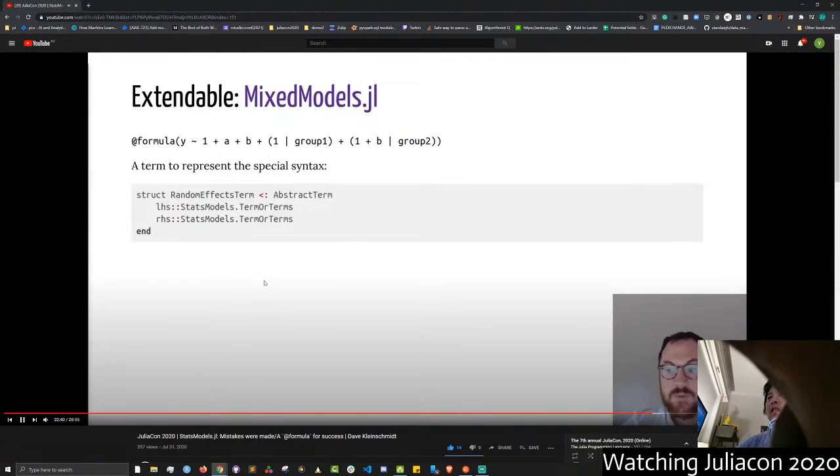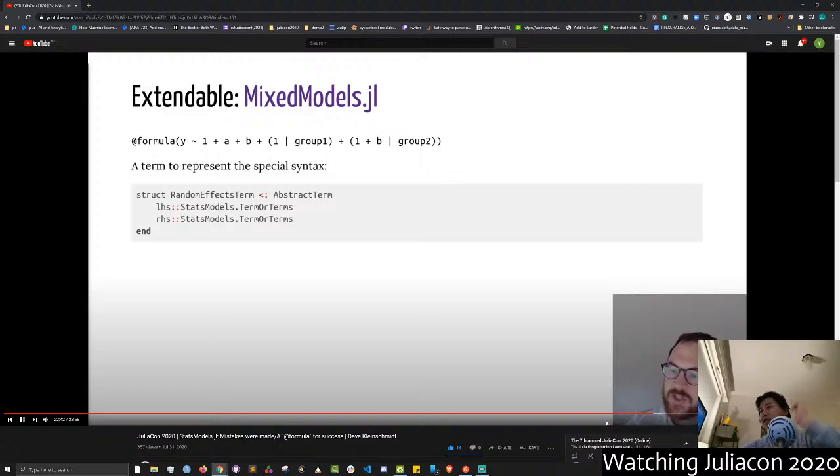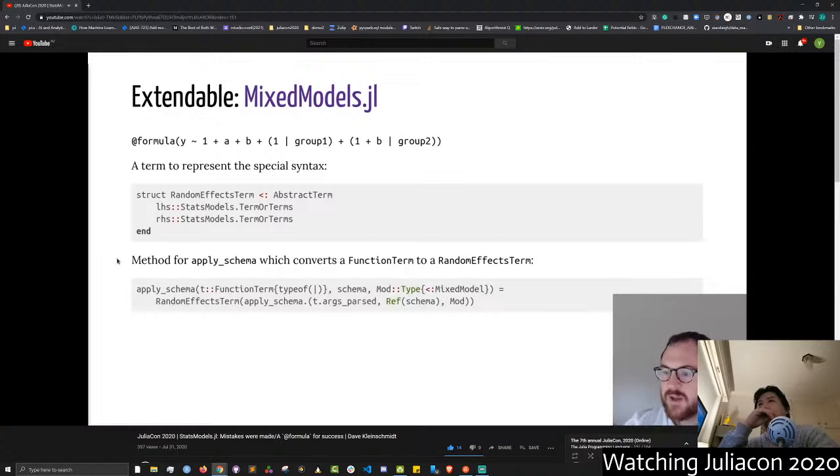So there's three parts to this. The first part is a special term to represent the syntax. So you have a random effects term structure that holds the left-hand side and right-hand side. Right? You define a method for apply_schema, right? That takes in a function term with the type of the special syntax you want to overload and returns a different type of specialized term, right? So here, in this case, a random effects term in the specialized context, right? So this will only happen if you're trying to fit a mixed model.